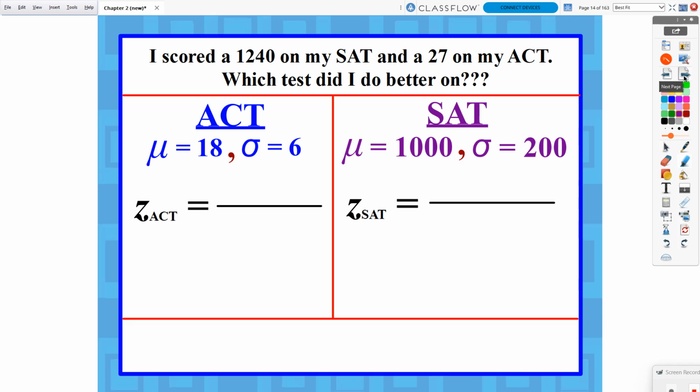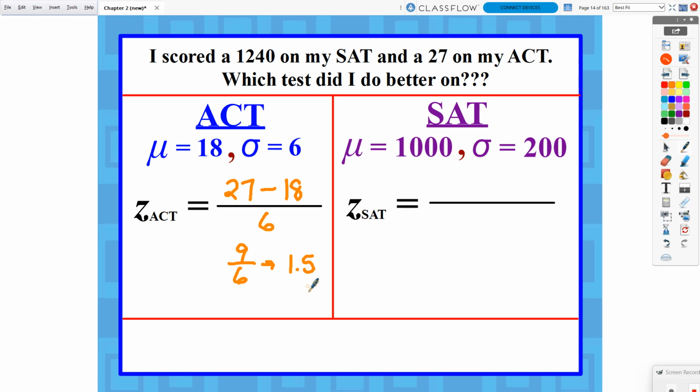So let's actually calculate it now. I need my ACT score, which again was a 27. I need to subtract away the mean ACT score, 18, and divide it by how much a standard deviation is worth, the average difference between each value and the mean, which is 6. So 27 minus 18 gives me a value of 9, which I divide by 6, giving me 1.5. That means my score of 27 on the ACT is 1.5 standard deviations above the mean.